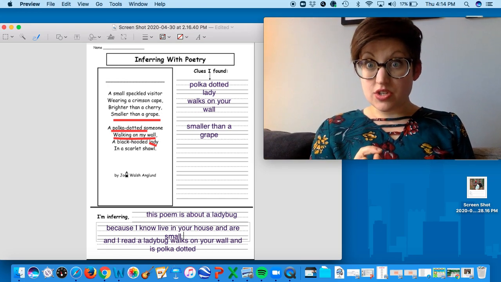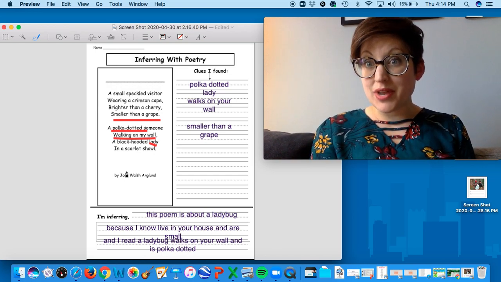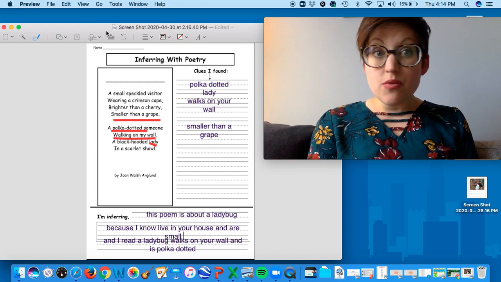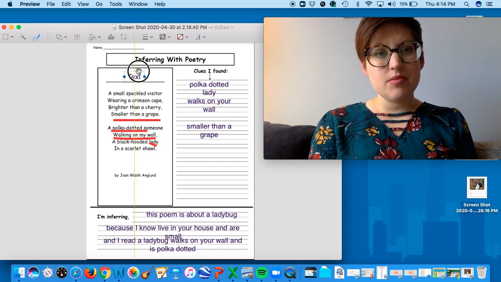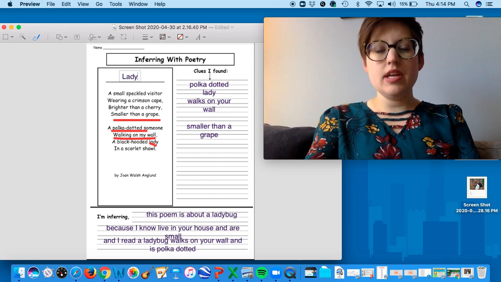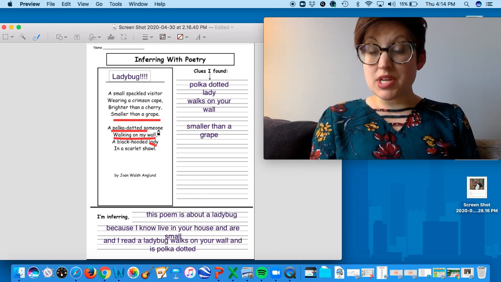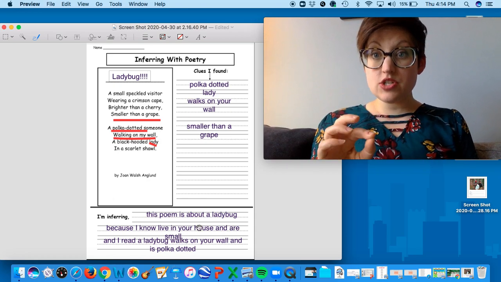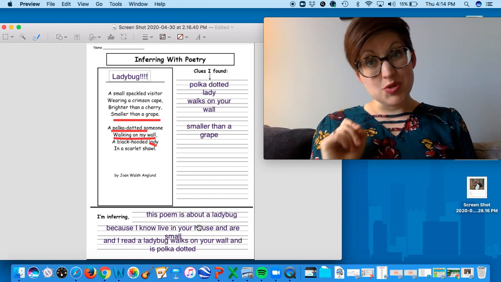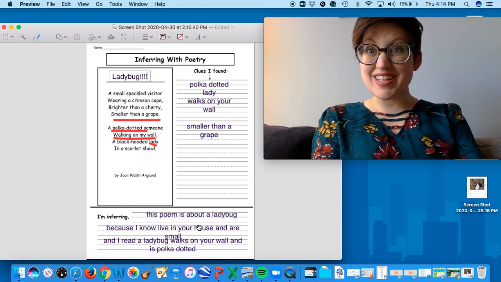So what you're going to do is you are going to head to Seesaw. You have another inference poem in there that I've read to you. So you don't know what it's about until you make that inference. And I can even come right up here and put my title, Ladybug. And you're going to listen to the poem as I read it. You can underline clues and write your clues out and then finish the inference statement at the bottom to infer what our poem is, okay? So head over to Seesaw and get started. Thanks, first grade.